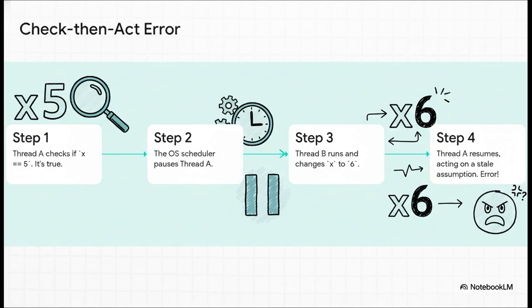Great. It gets ready to do something based on that fact. But bam, right at that moment, the operating system decides, nope, your turn is over, thread A, and pauses it. Then thread B gets to run and it changes x to 6. A moment later, thread A wakes back up and continues right where it left off, acting as if x is still 5. It has no idea the world changed from under it, and that leads to a bug.